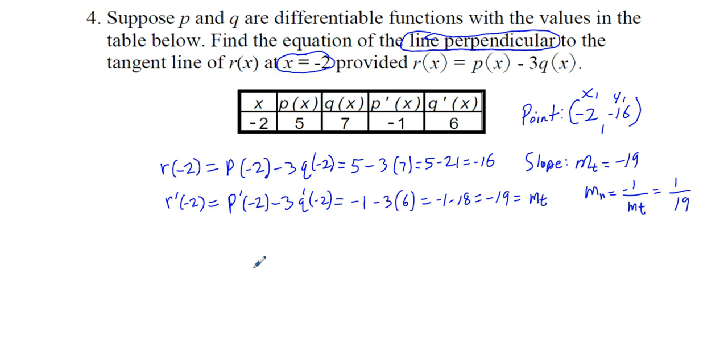So the equation of the line is y minus y1, which is minus negative 16, so y plus 16 equals 1/19 times x minus negative 2, which is x plus 2. So there we have the equation of our normal line or line perpendicular to the tangent line.